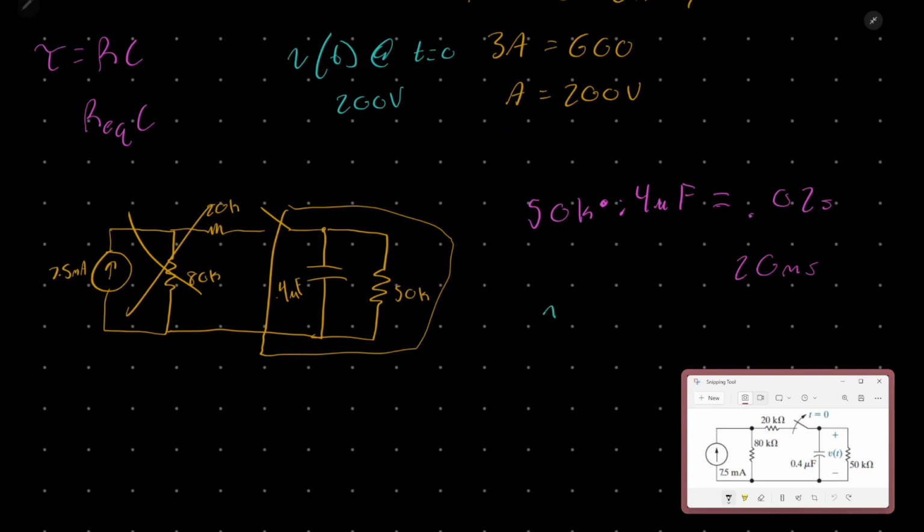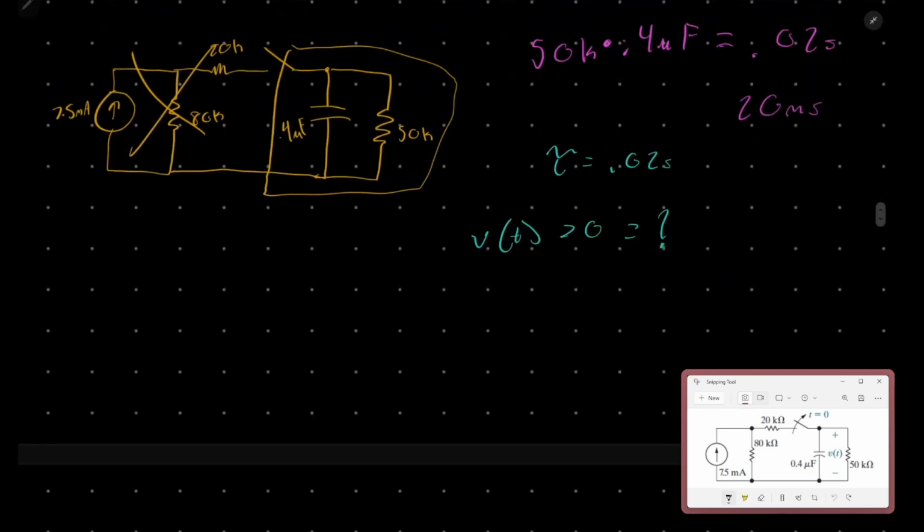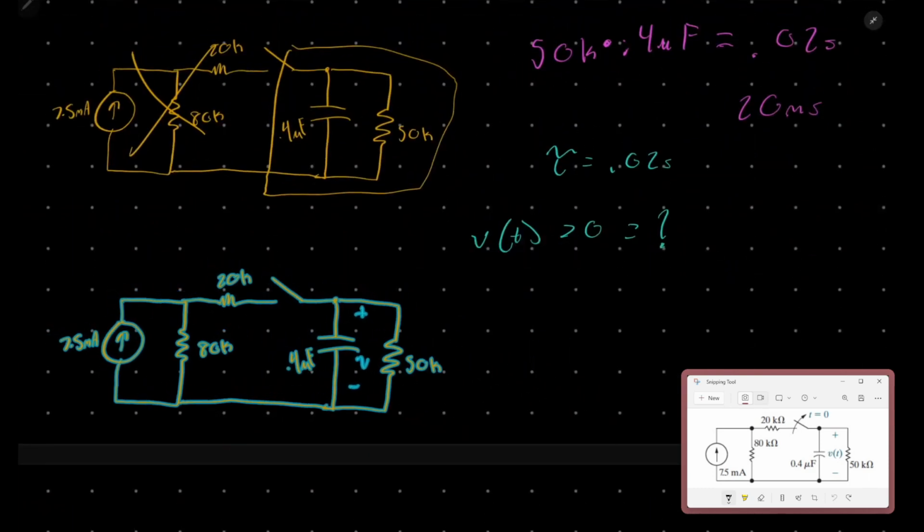So now that we know that tau is equal to 0.02 seconds, we need to find v of t after the switch is open, so for t greater than 0. That's what we're going to be trying to find now. So what we can do is rewrite the circuit again, because it's always good to rewrite the circuit just to make things simpler on your eyes.